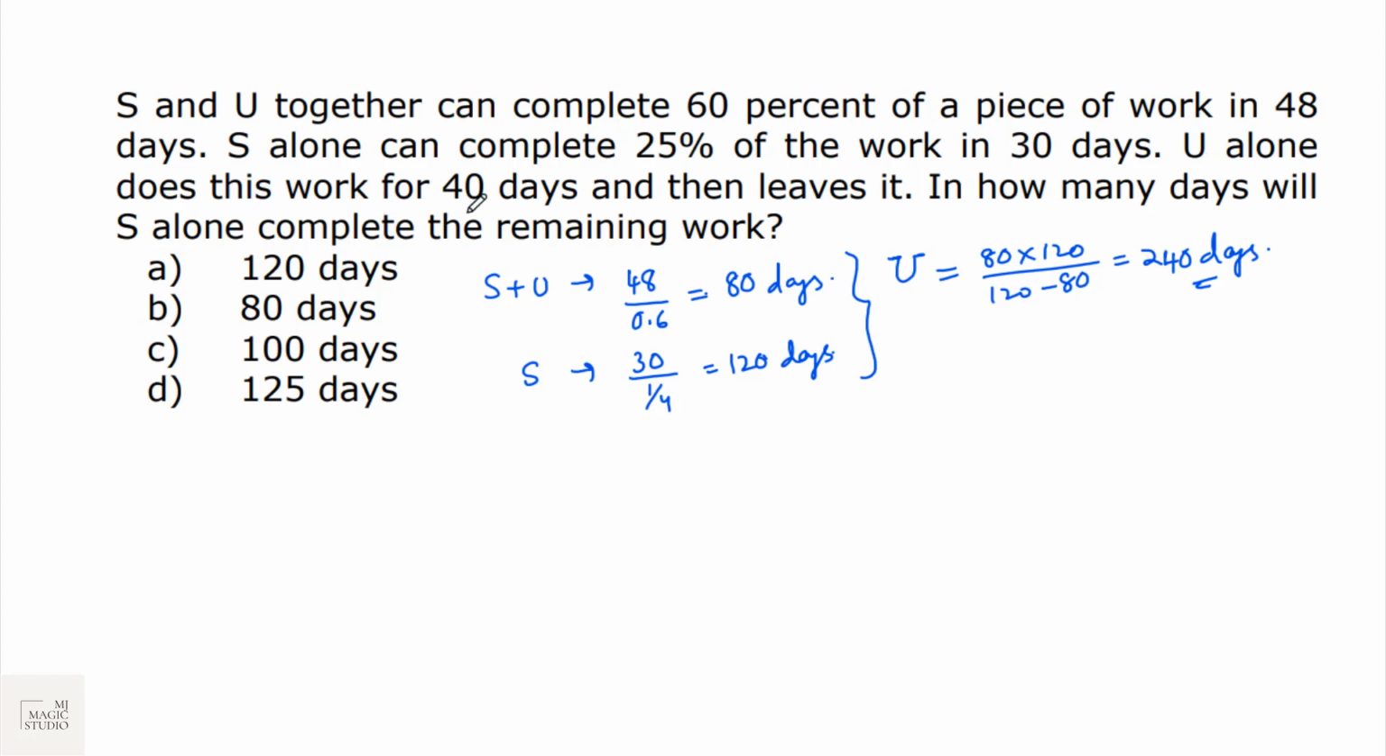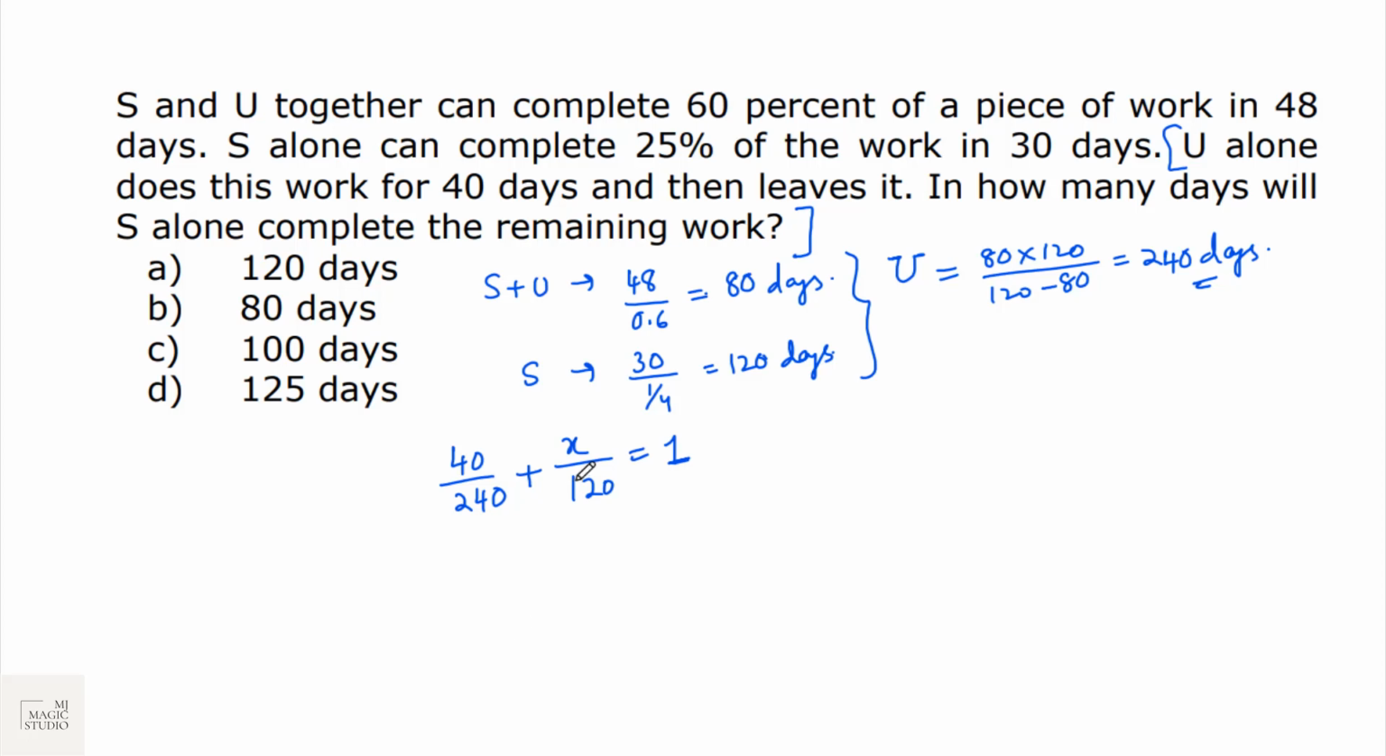Now U alone does this work for 40 days, and then he leaves. In how many days will S alone complete the remaining work? For this portion, we can use the fraction of the work format. Work done by U in 40 days is 40 by 240. Suppose S completes the remaining work in X days. So the work done by S is X by 120. Total work done is given by 1.